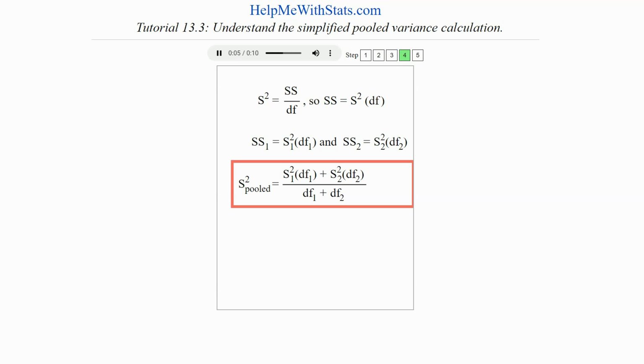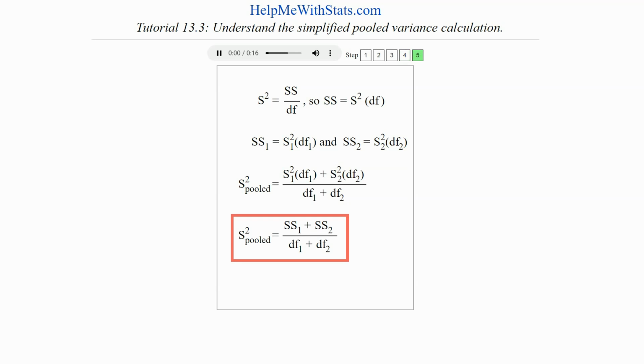The pooled variance is the sum of the products of the variance and the degrees of freedom for both groups, divided by the sum of the degrees of freedom. Given that the product of the variance and the degrees of freedom is the sum of squares, we can substitute the sum of squares for both products, and we have our simplified formula. The pooled variance is the sum of both groups' sum of squares divided by the sum of the degrees of freedom.